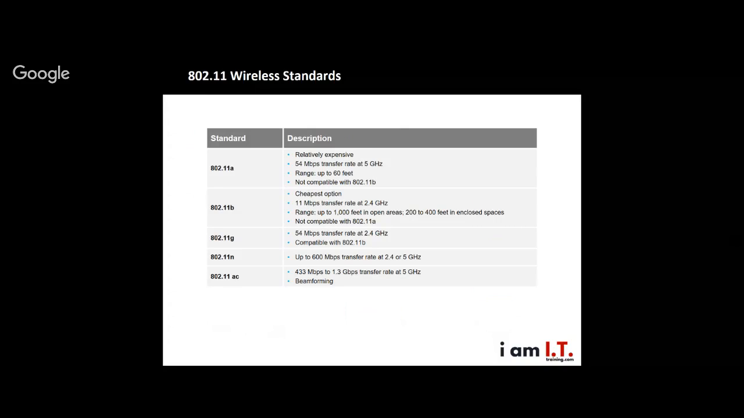802.11n, as in November. N is up to 600 and operates at both 2.4 and 5 gigahertz. 802.11ac can transfer up to 1.3 gigabits and at 5 gigahertz. And I'm getting this feeling I skipped G. So just in case I did, 802.11g runs at the speed of 54 meg and at 2.4 gigahertz. I honestly don't know if I just said that.